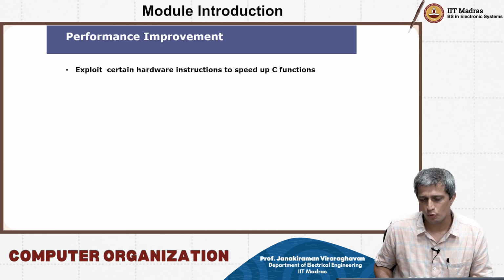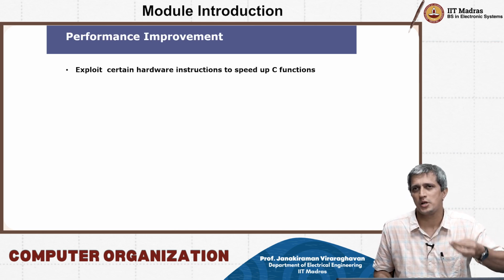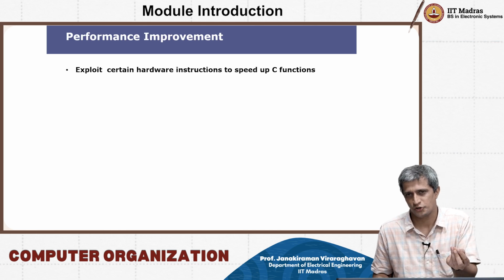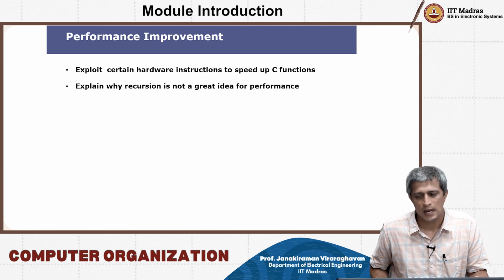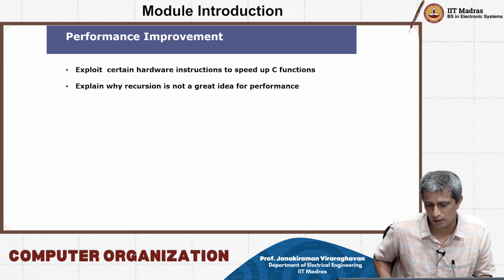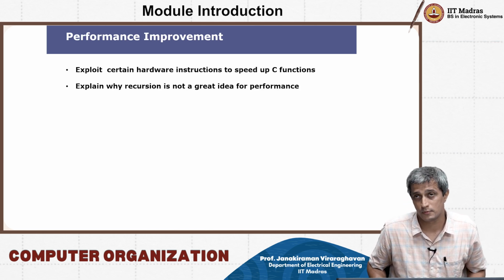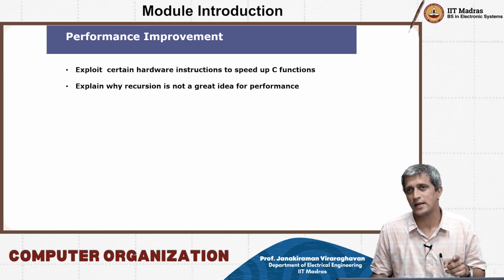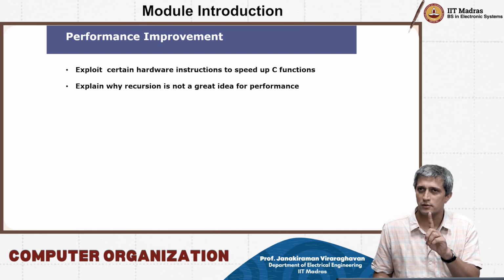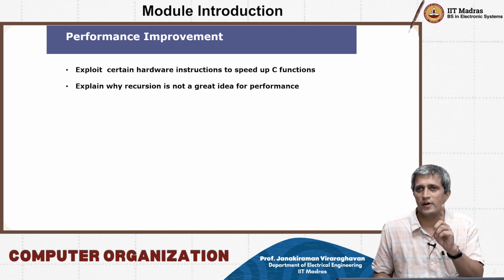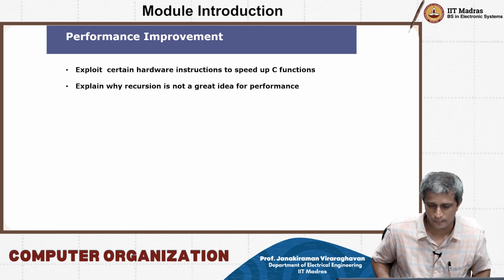And some performance improvement, if you have some hardware instructions that can efficiently do some particular operation, you should know how to exploit it to speed up your C function. And the x86 does provide something like that. Then you should be able to explain why recursion is not a great idea for performance, right? So in C programming or Python, somewhere you might have studied the concept of recursion. So recursion is, while it is functionally very, very useful, easy to understand, it's not very efficient, and we'll see why. Okay.